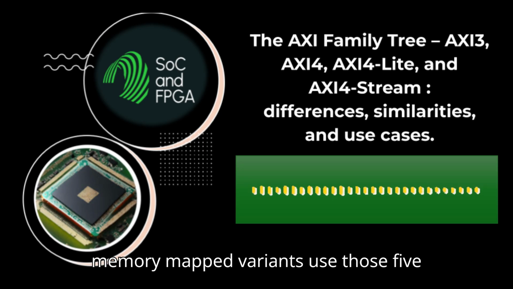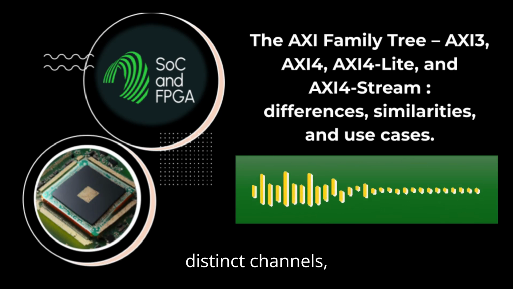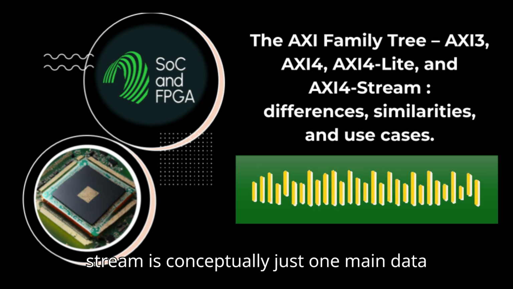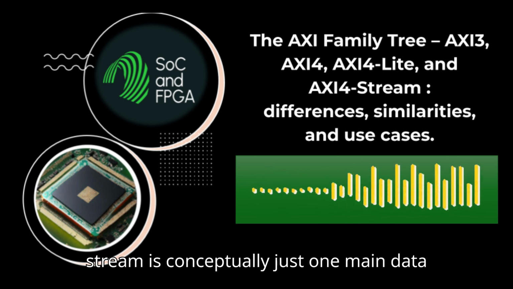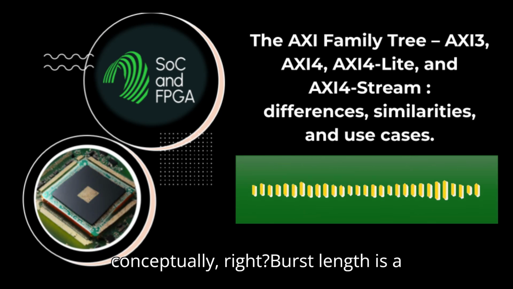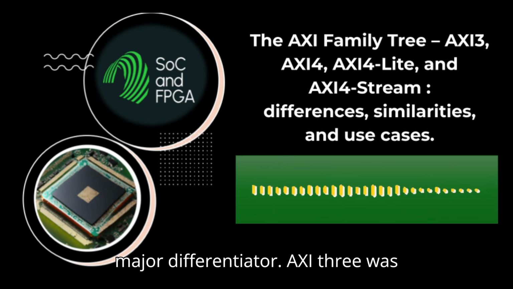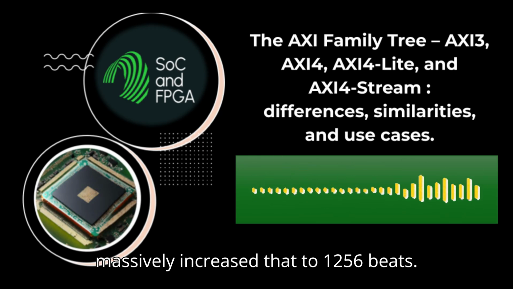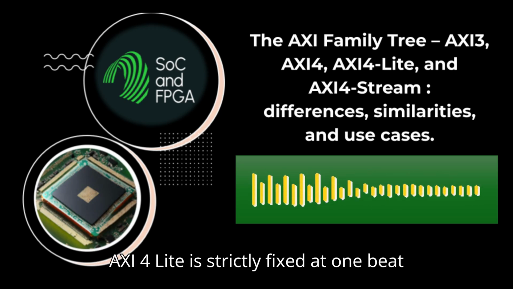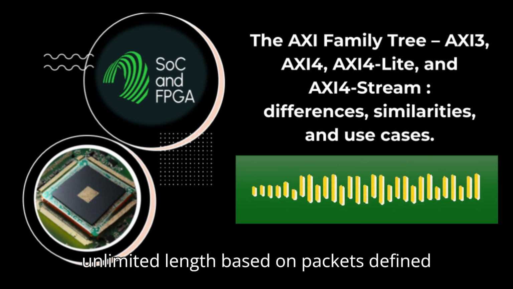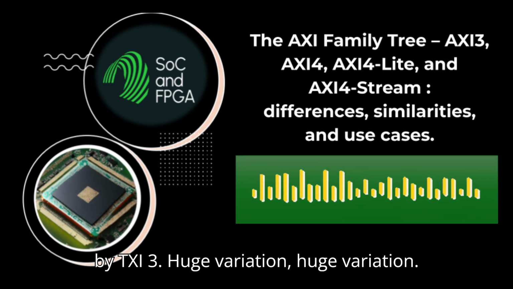For channels, the memory-mapped variants use those 5 distinct channels: AW, W, B, AR, R. AXI4 Stream is conceptually just one main data channel, TDATA plus controls. 5 versus 1 conceptual. Right. Burst length is a major differentiator. AXI3 was limited to 16 beats. AXI4 massively increased that to 256 beats. AXI4 Lite is strictly fixed at 1 beat only. And AXI4 Stream has effectively unlimited length, based on packets defined by TLAST. Huge variation there. Huge variation.